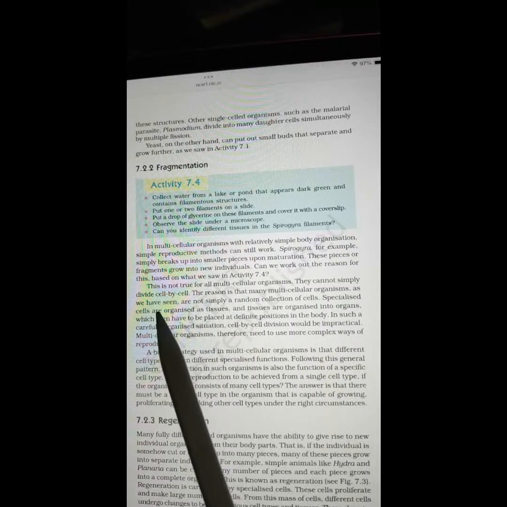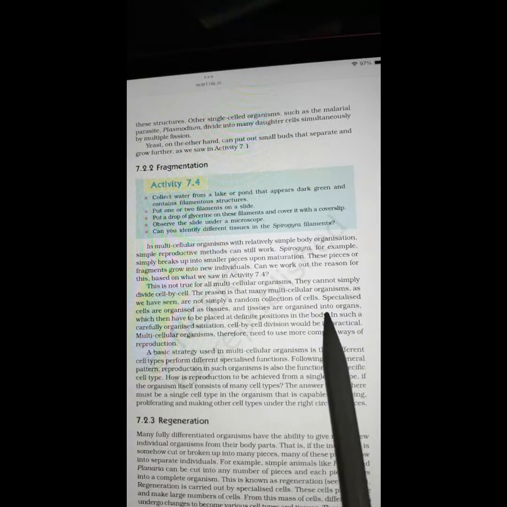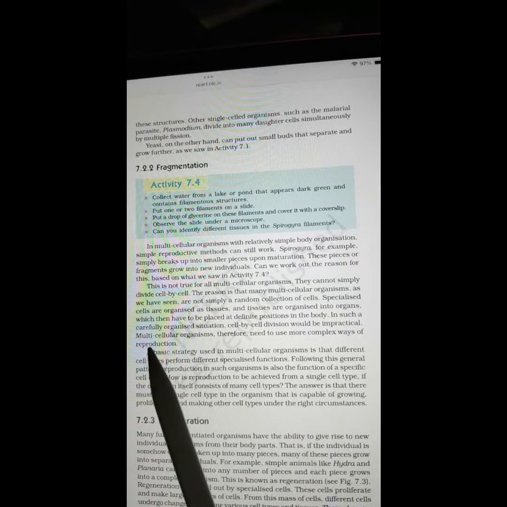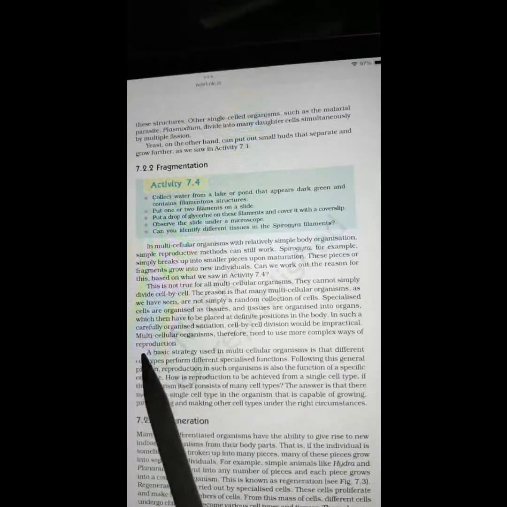They cannot simply divide cell by cell. The reason is that many multicellular organisms, as we have seen, are not simply a random collection of cells. Specialized cells are organized as tissues, and tissues are organized into organs, which then have to be placed at definite positions in the body. In such a carefully organized situation, cell by cell division would be impractical. Multicellular organisms therefore need to use more complex ways of reproduction.